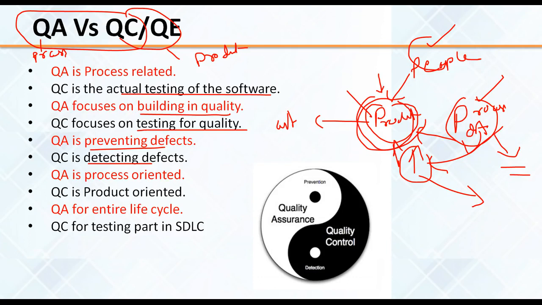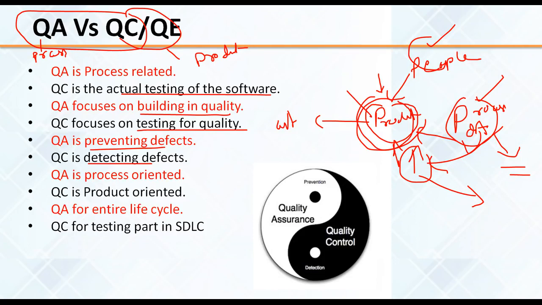Once the software is ready, if there are some issues, we need to detect them. So QC is basically talking about that. QC is practical oriented, QA is theoretical oriented. QC is detecting the defect. So QA is process oriented, QC is product oriented.